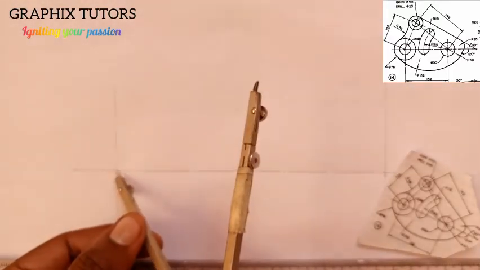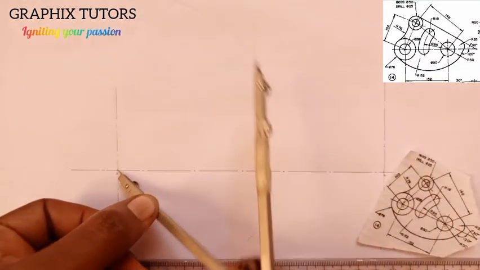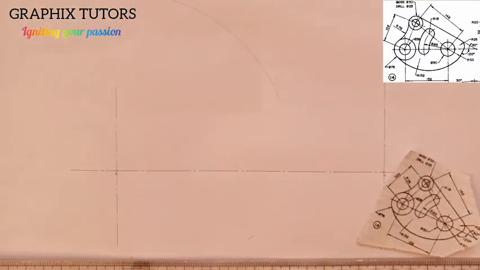And I'll place it at this center here, and I'll strike an arc. Can you see the arc I strike? This arc here. That's the first thing I'll do.